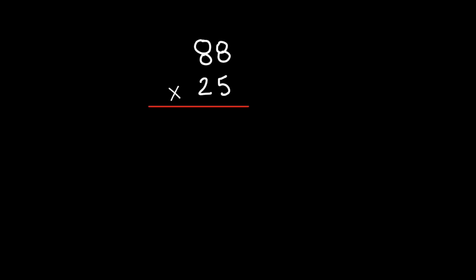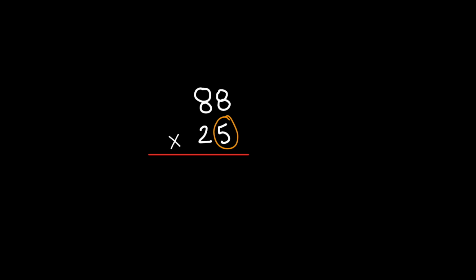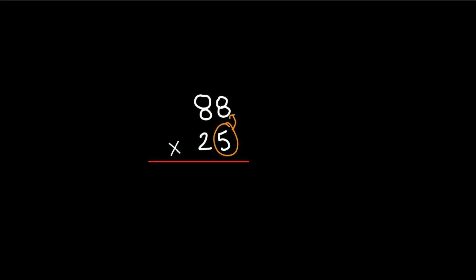It's always best to learn by using an example, so here we have 88 times 25. The first thing we want to look at is the number on the bottom that is farthest to the right, so in this case it is the 5. You want to first pretend that the 2 is not there. So the next step is to multiply 5 times 8. Then we will get a result of 40.